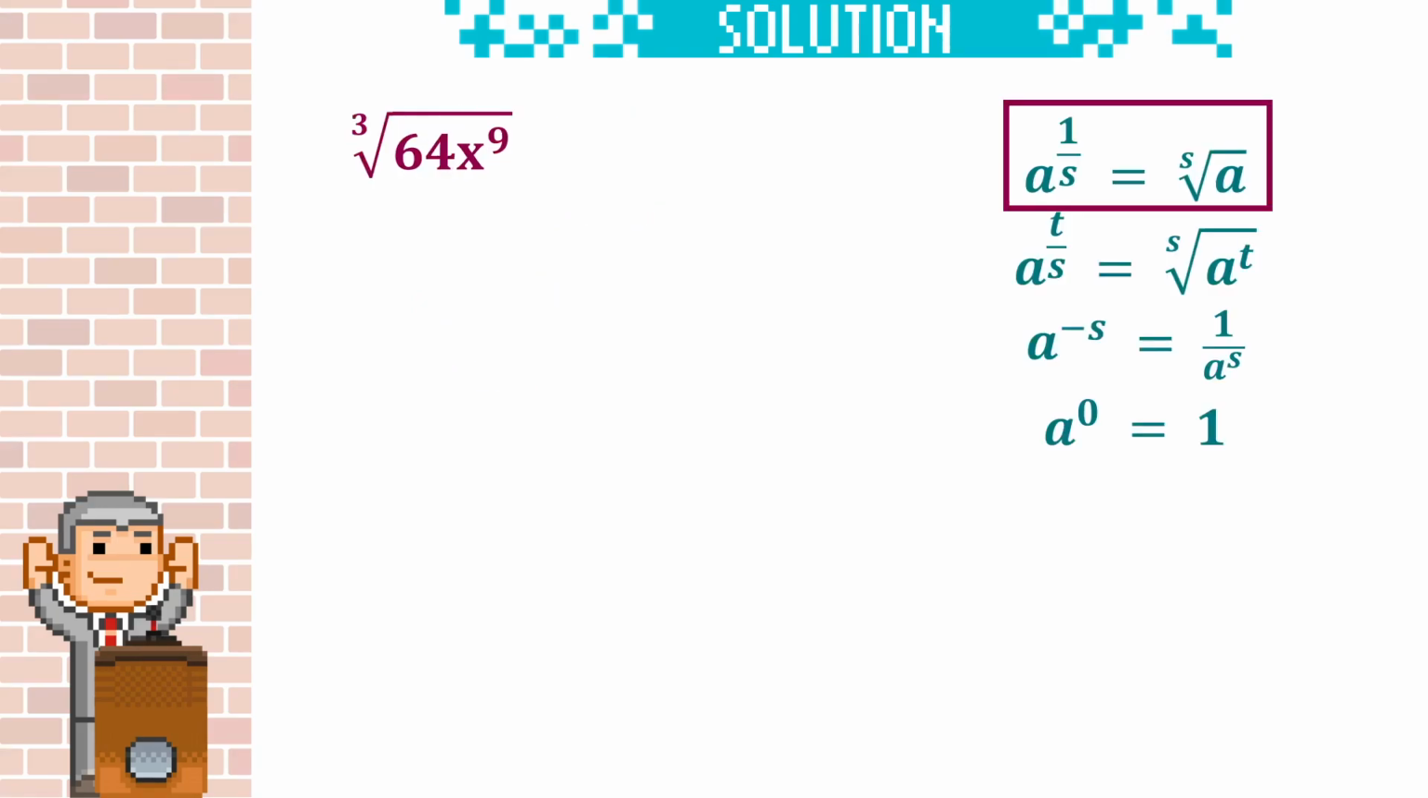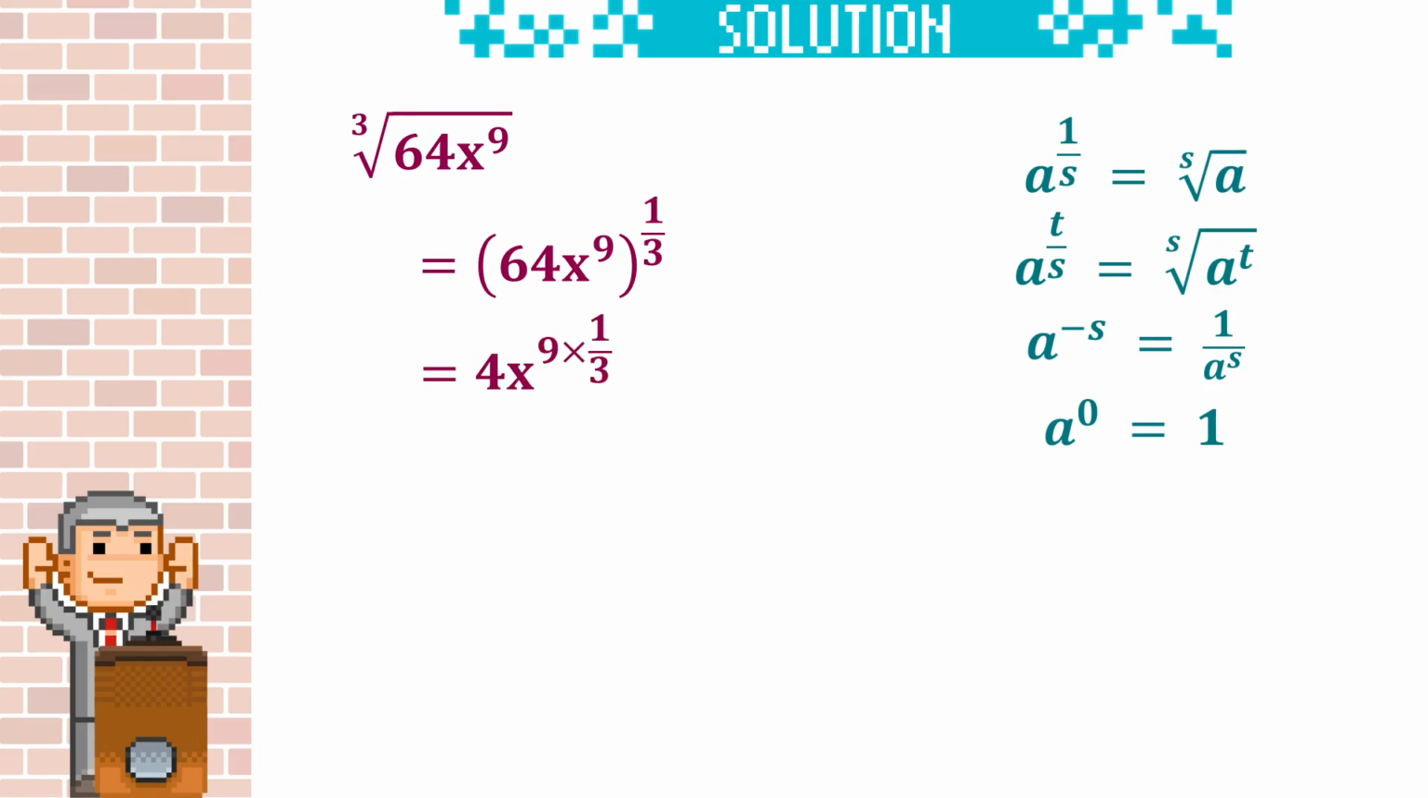Cube root is the same as to the power of a third using the first rule, so we can rewrite this as 64x to the power of 9, all of that to the power of a third. Now to the power of a third just means cube root, so we can just cube root that 64 to make 4, and we know that if we have a power on the inside and outside the bracket, we multiply them. So we're going to do 9 times a third, and a third of 9 is 3.